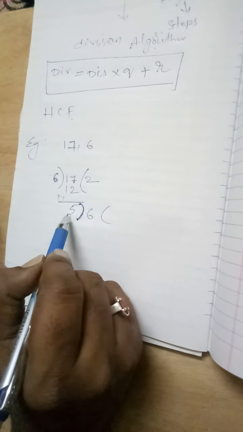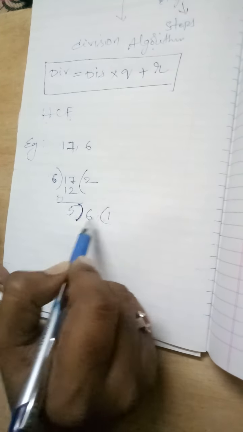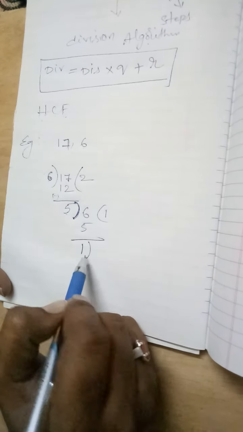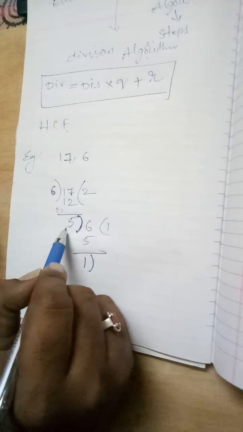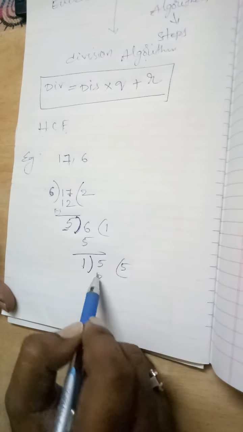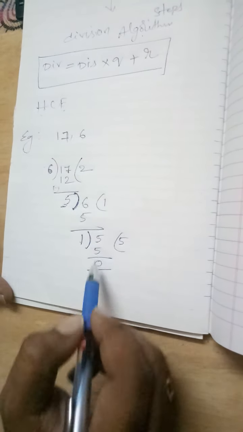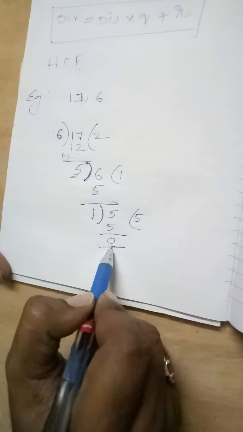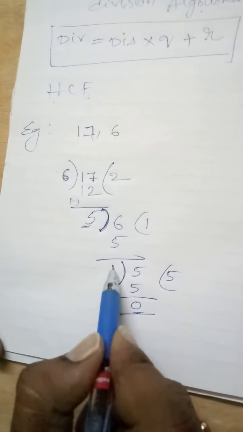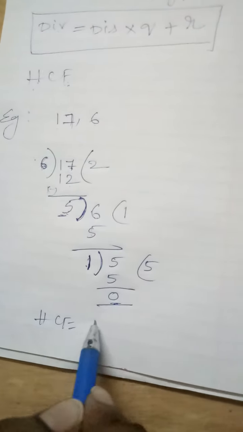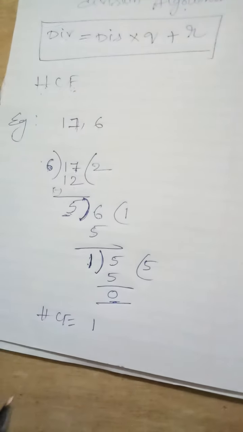Now again continue the process. How many 5s are 6? 5 1s are 5. 6 minus 5 is 1. Now this remainder is the divisor again and the previous divisor is the dividend. How many 1s are 5? 5 1s are 5. So the remainder is 0. We continue this process till we get the remainder 0. When you get remainder 0, at that time the divisor is the HCF. So HCF is 1. This is the normal process.